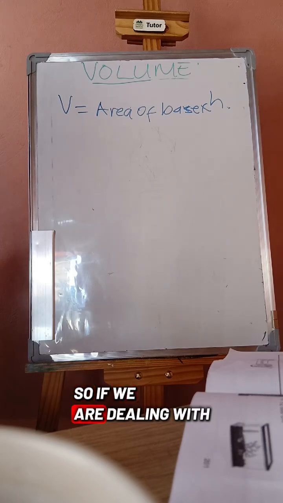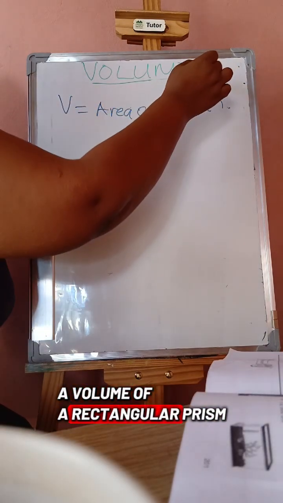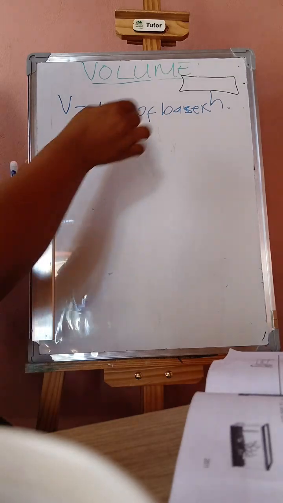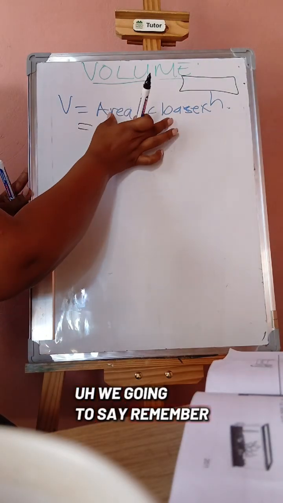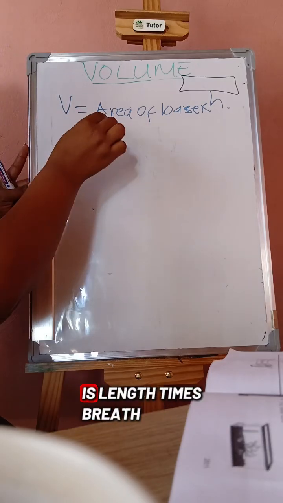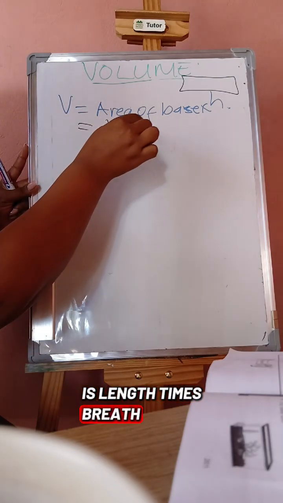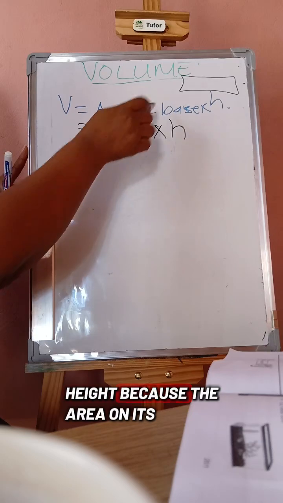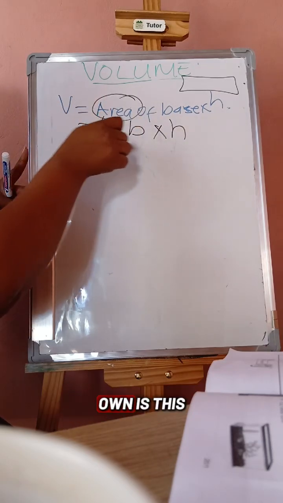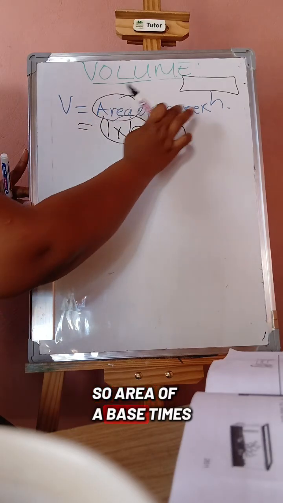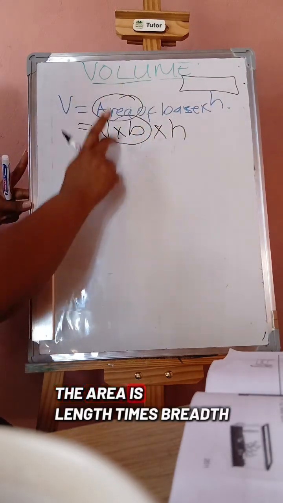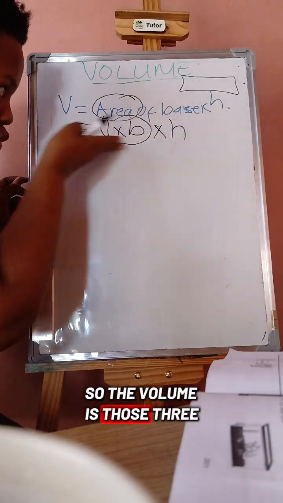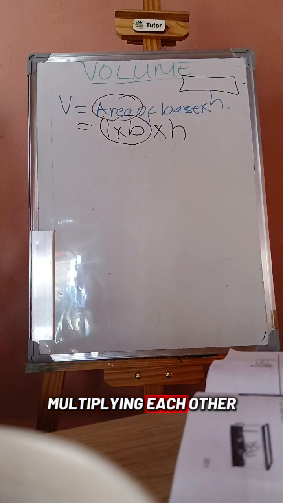So if we are dealing with the volume of a rectangular prism, like that object, we're going to say, remember the area on its own is length times breadth. So it's length times breadth times height, because the area on its own is this. So area of the base times height. The area is length times breadth times height. So the volume is those three multiplying each other.